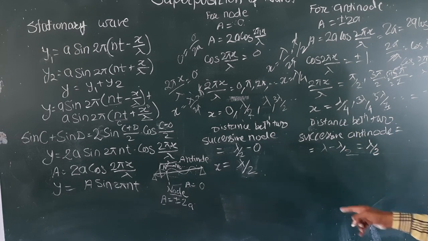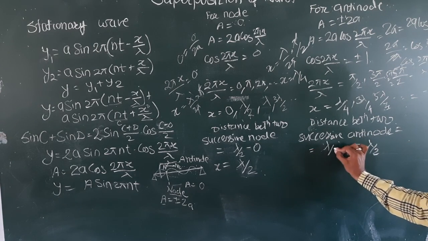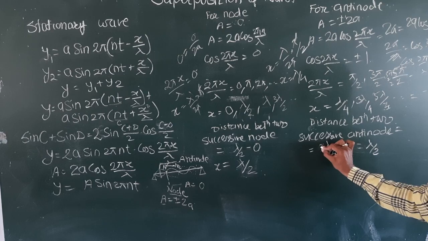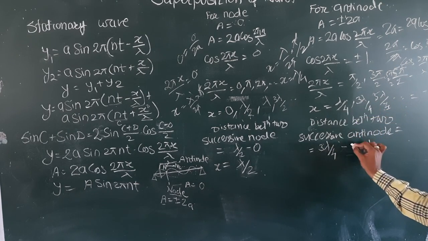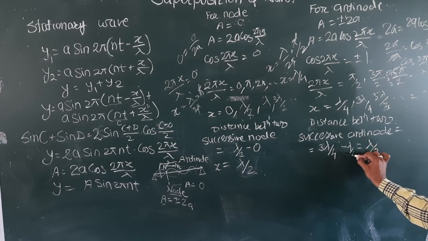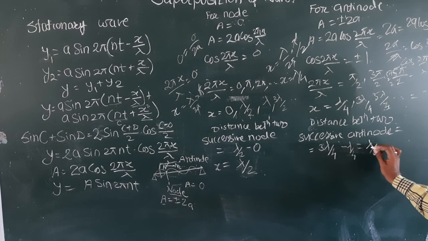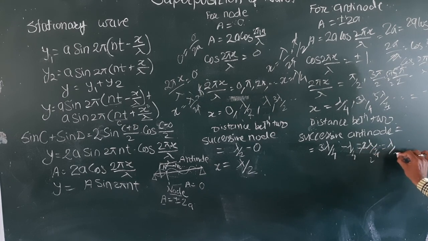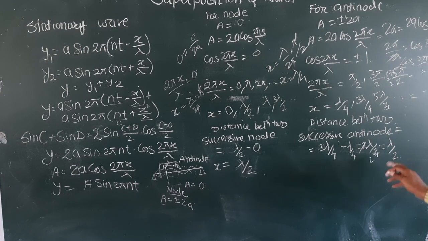The distance between two successive antinodes is equal to the second antinode formed at distance thrice lambda by 4 minus the first formed at distance lambda by 4. So 3 lambda by 4 minus lambda by 4 is equal to twice lambda by 4, or 2 lambda by 4, so lambda by 2. So the distance between two successive antinodes is also equal to lambda by 2.